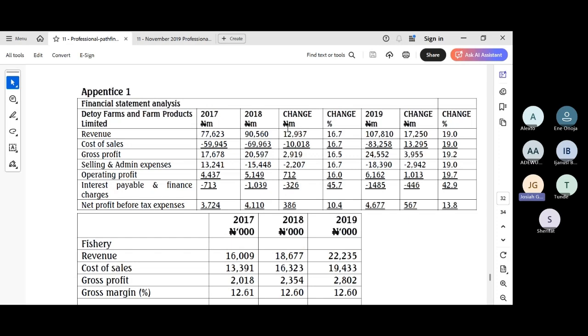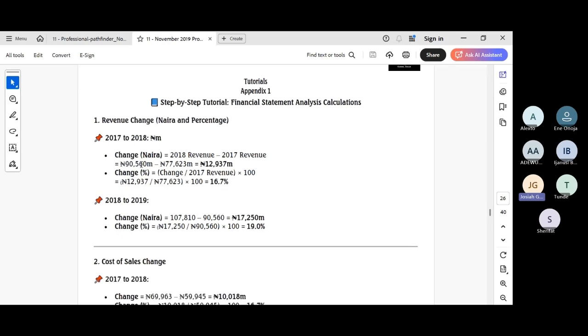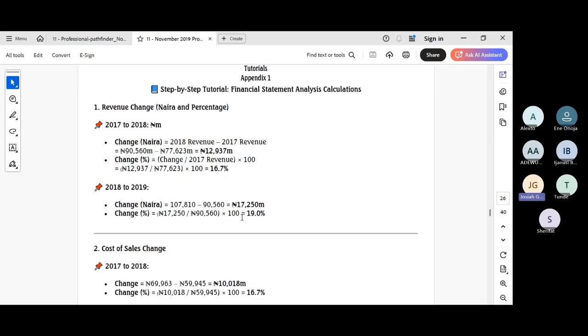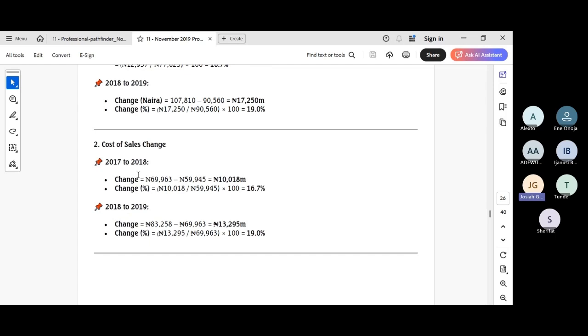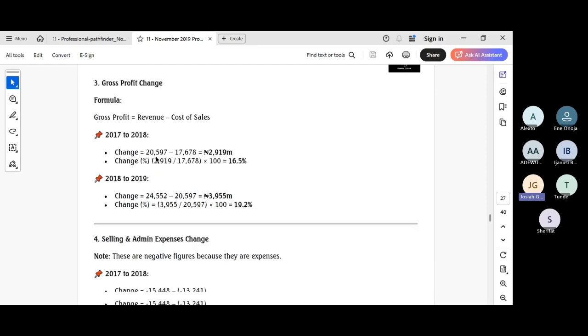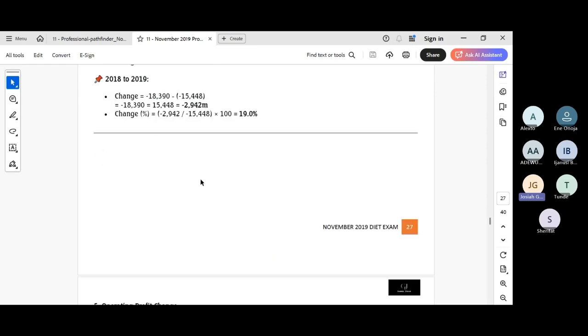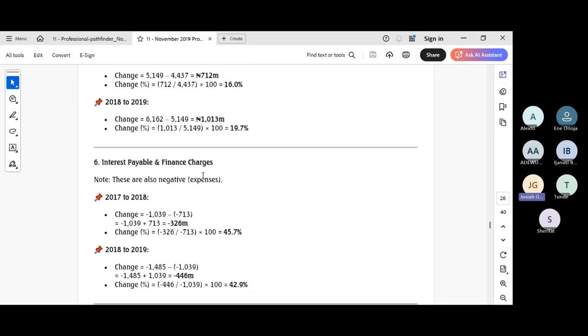So you do that for 2018 and 2017, and you do that for 2019 and 2018, and for all the variables. So I've computed it here. You have 2017 and 2018, you have 2018 and 2019, and the percentage change and the value change. We also did that for cost of sales for the 3 years. So you can see the percentage also. We also did it for gross profit. You can see the tutorials. So everything has been done. So you just need to follow through the computation with your calculator to validate and understand the process.